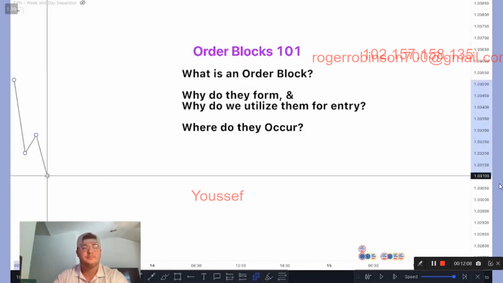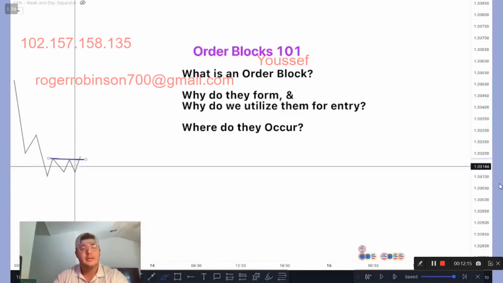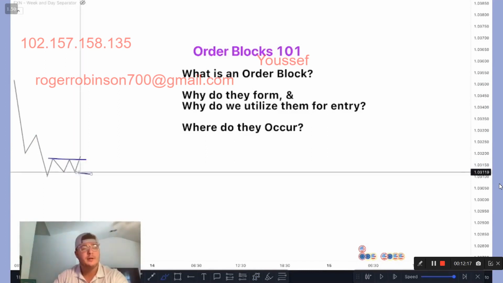Let's say we're selling down. Well, what's going to happen is before price continues lower, some form of orders, right? Some form of buy orders will be collected. And the institutions, what they're doing is they're funding with their own capital.